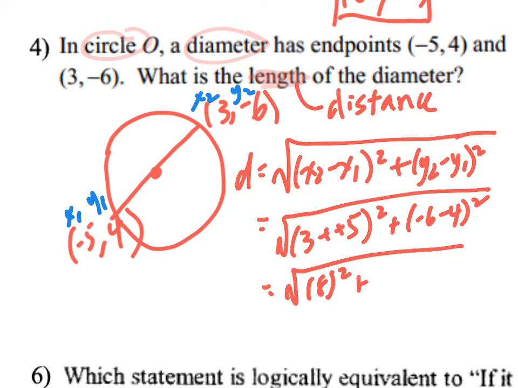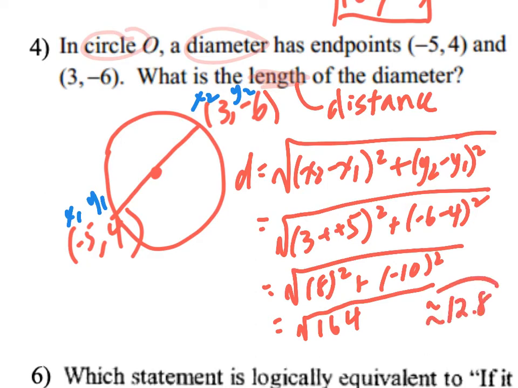Plus -6 minus 4 is -10 squared. This is going to be 8 squared is 64, plus -10 squared is 100, so this is going to be the square root of 164. Okay, and then the square root of 164 is going to be around 12.8, right, 12.8, and that's going to be my distance.